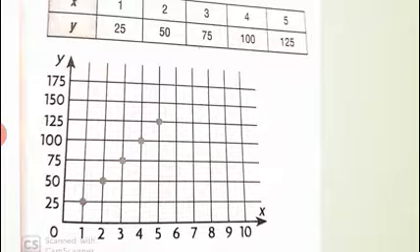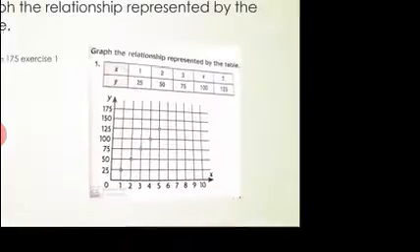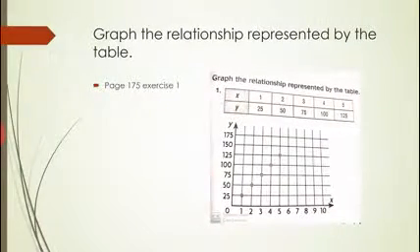For x equal 4, y is equal 100. So we bring 4 in the x-axis, the horizontal one, and 100 in the y-axis, the vertical one. We make two lines and we put a point where the two lines meet again. The last point, we bring 5 in the x-axis, 125 in the y-axis. We make two lines and then we put a point where the two lines meet. So this is our graph for exercise number 1, page 175 of your book.